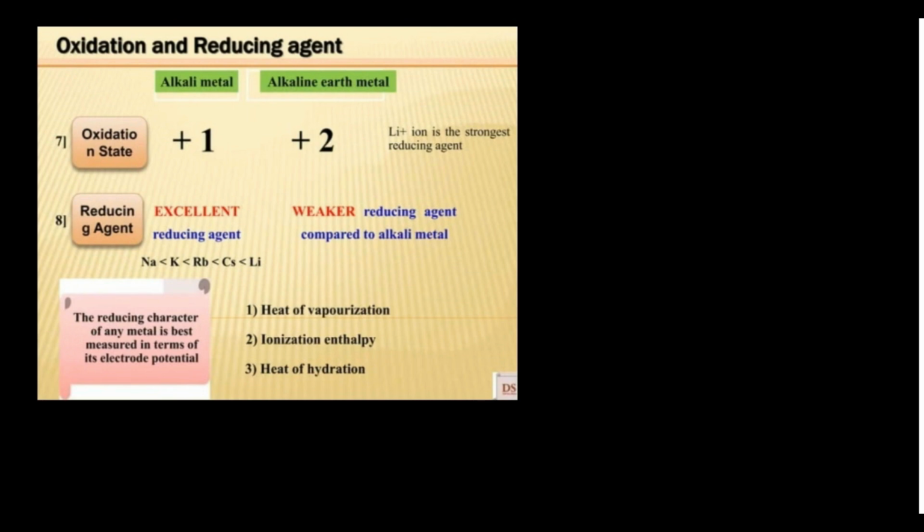Okay, next is oxidation and reducing agent. Again, a very important thing is there, and that thing is the oxidation and the reducing agent.